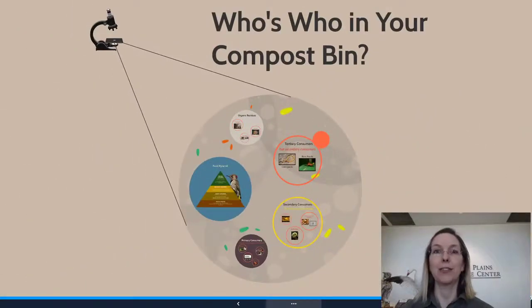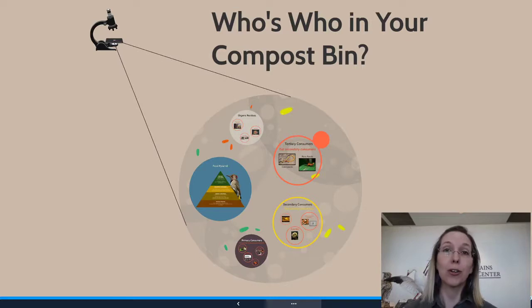And there you have it. So that is who's who in your compost bin. I hope you enjoyed just diving in and getting to know these guys, just a little bit of what's going on in your compost bin.